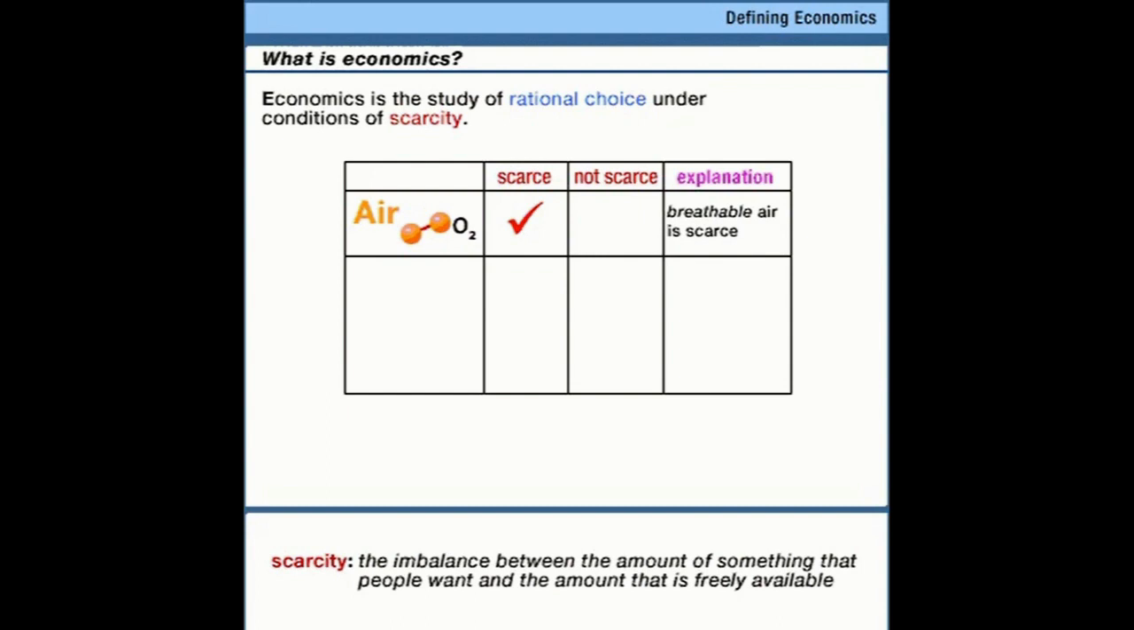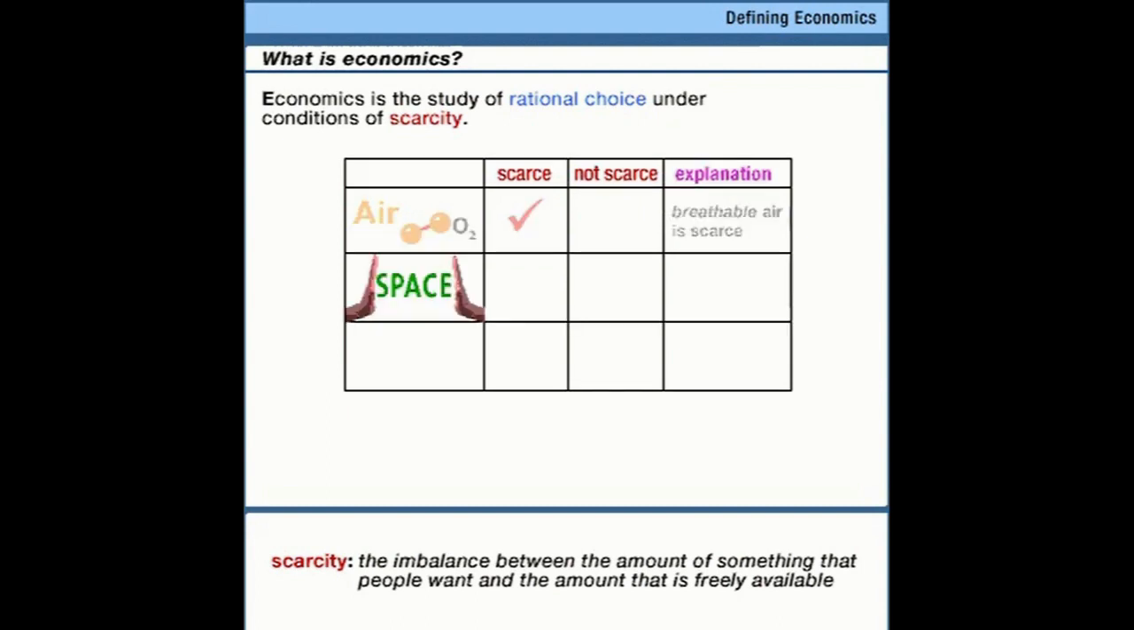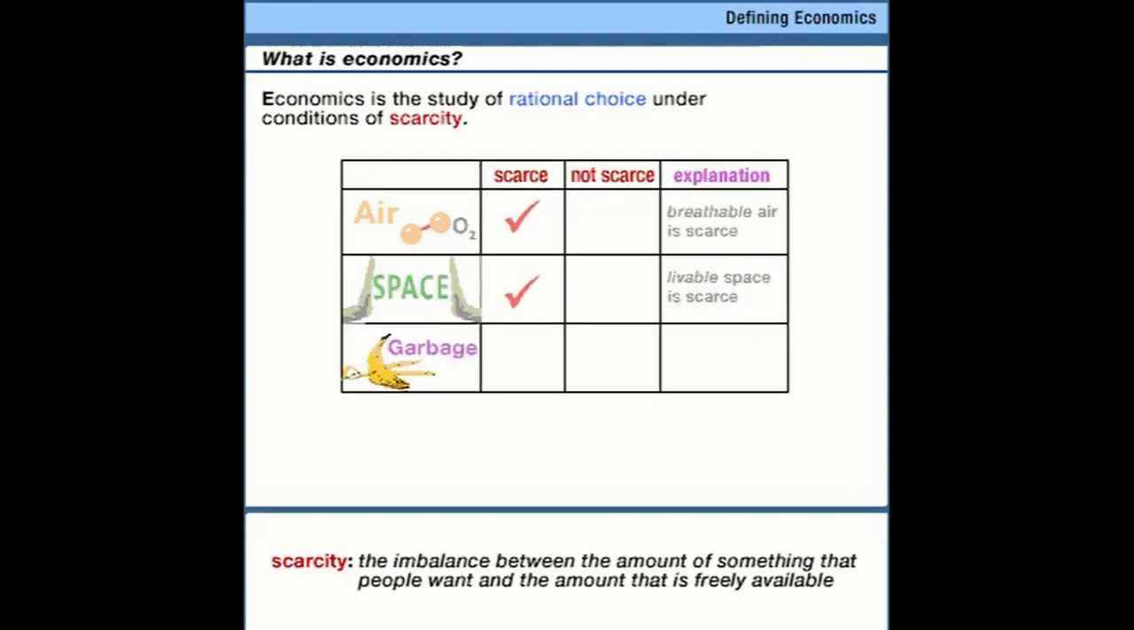Aha, but see, that's where the definition comes into play. It's not that there is an infinite amount of garbage. There is a strictly limited amount of garbage. The reason garbage is not scarce is that nobody wants it. Scarcity is an imbalance between the amount of something that people want and the amount of that good that is freely available. Anytime something is scarce, we've got to figure out how to use it, how to share it, how to parcel it out among its competing uses. And that requires some kind of decision, some kind of choice.